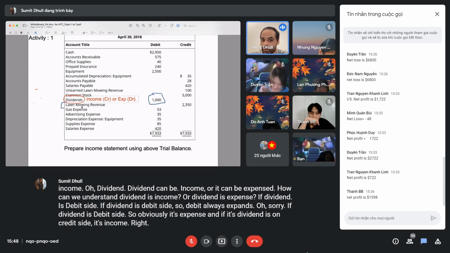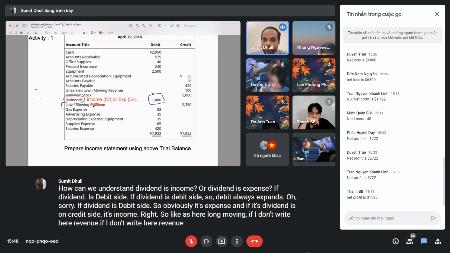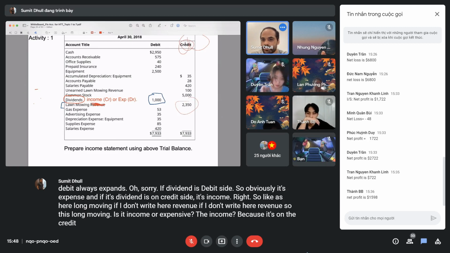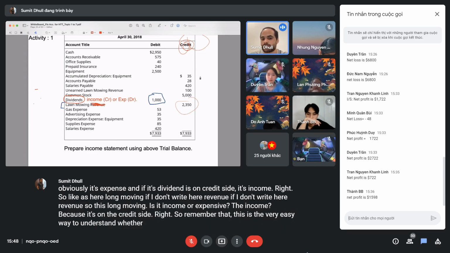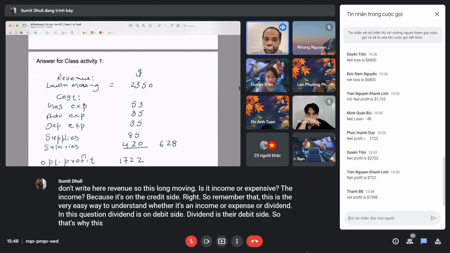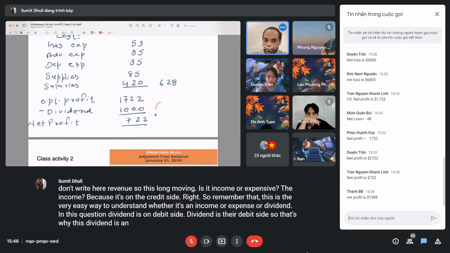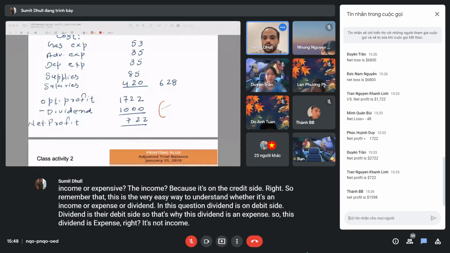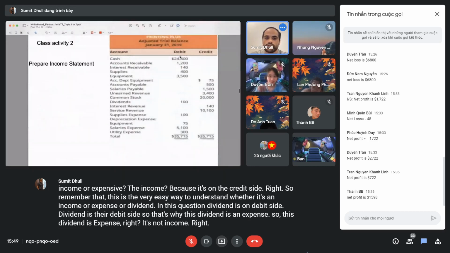So like here, loan moving. If I don't write here revenue, so this loan moving, is it income or expense? It's an income because it's on the credit side, right? So remember that this is the very easy way to understand whether it's an income or expense. So dividend in this question is on the debit side. So that's why this dividend is an expense. It's not income, right? So do it now.